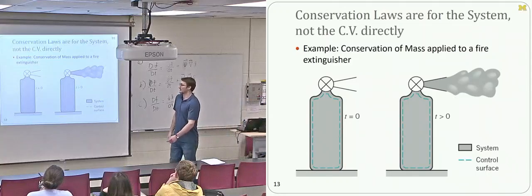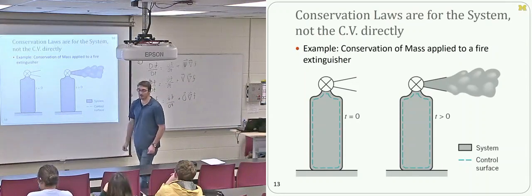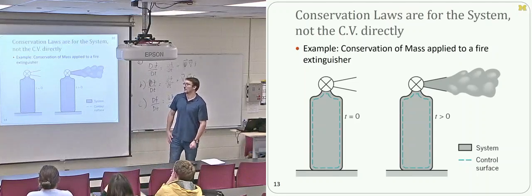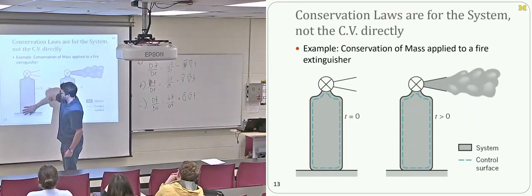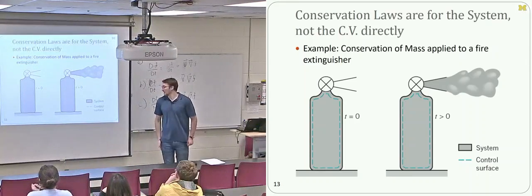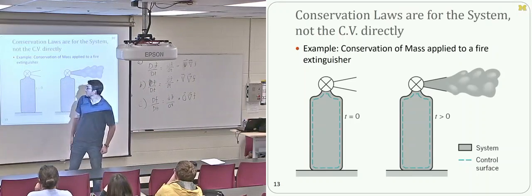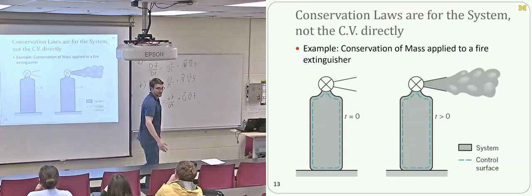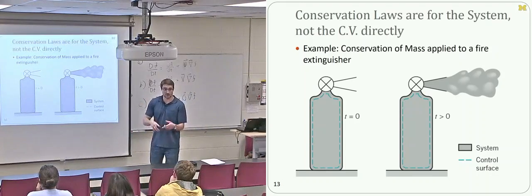So let's look at another example here. Conservation of mass. We've got a fire extinguisher. The system could be thought of as all of the matter that is contained inside of the tank. The control surface would be the boundary of the tank, and the control volume would be the inside of the tank itself.